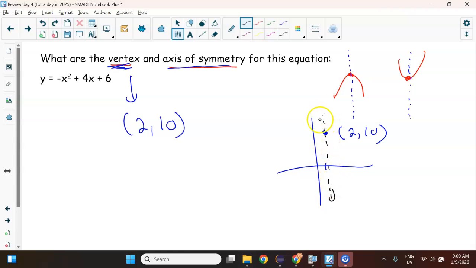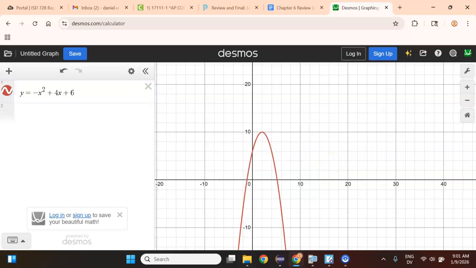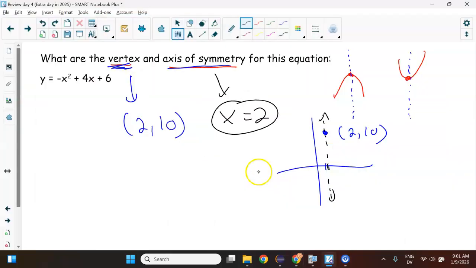And as weird as it seems, that line's an x equals line. So our axis of symmetry is just x = 2, which you can see on the graph. It's going to hit the x-axis right here at 2, or you can get it right out of the vertex too. So our axis of symmetry is that equation, x = 2, which is that vertical line right there.